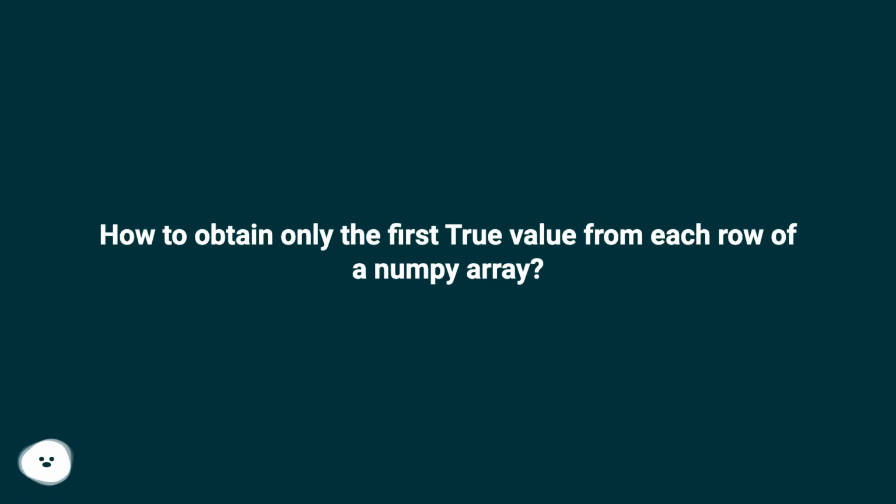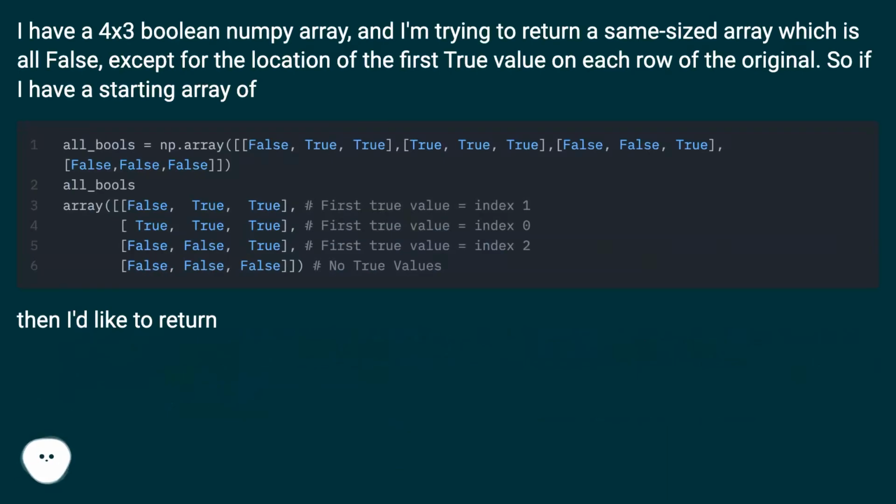How to obtain only the first true value from each row of a NumPy array. I have a 4x3 Boolean NumPy array, and I'm trying to return a same-sized array which is all false, except for the location of the first true value on each row of the original.